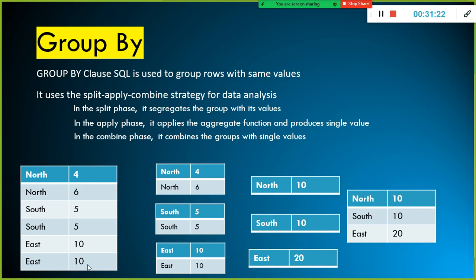Let's say your data set is like this. In the north region, yesterday my sale is 4, and today in my north region my sale is 6. Yesterday my south region sale is this one. Likewise, you got the data.